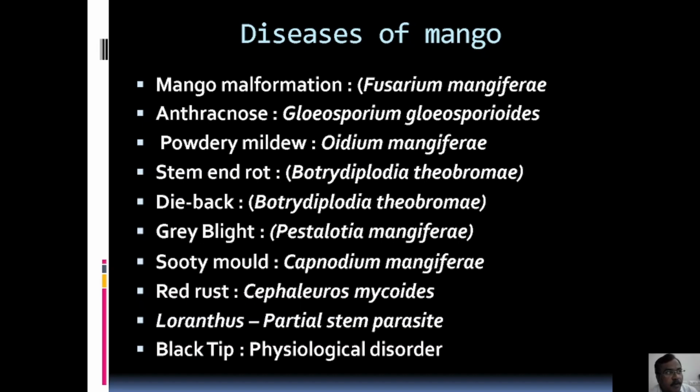And there is a phanerogamic parasite menace, that is Loranthus, which is a partial stem parasite. Besides, a physiological disorder, that is black tip of mango, is also a problem in mango cultivation. Let us see one by one in the subsequent slides.